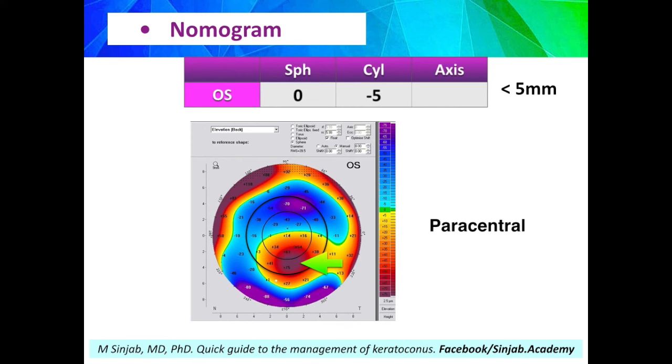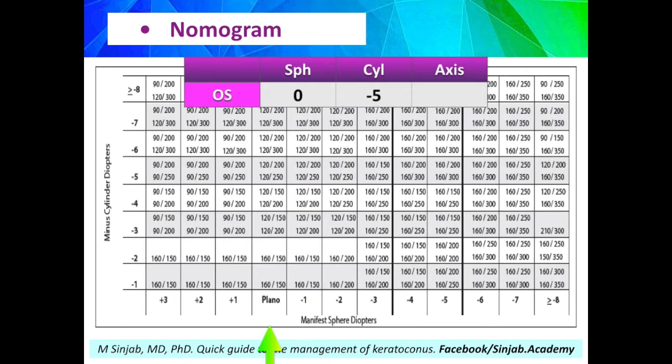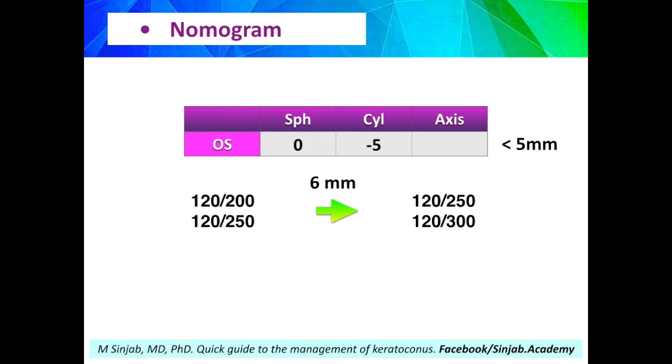Since the cone is paracentral, I'm going to use nomogram B. This is nomogram B. The patient has 0 sphere and -5 diopters cylinder. So the measurements in this case are 120, 200 microns, 120, 250 microns. But since I'm going to use the 6 millimeter type, the measurements will be 120, 250, and 120, 300 microns, because we have to add 50 microns to the thickness.